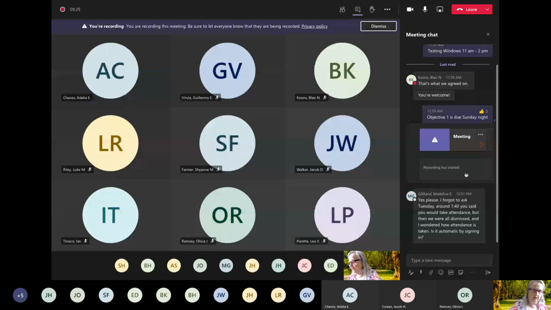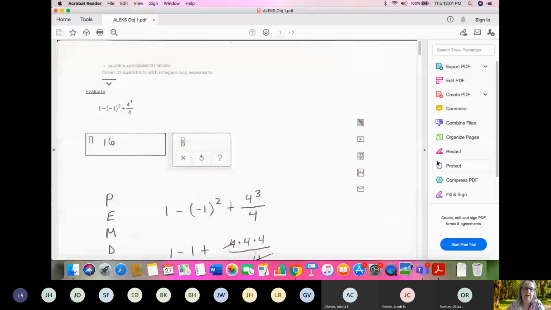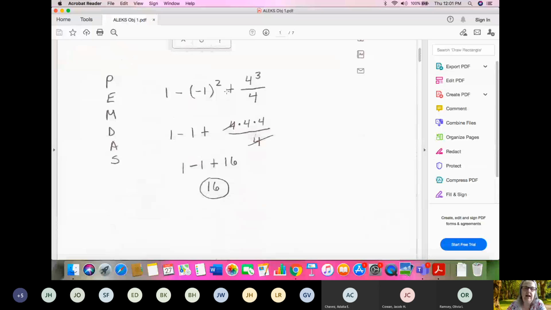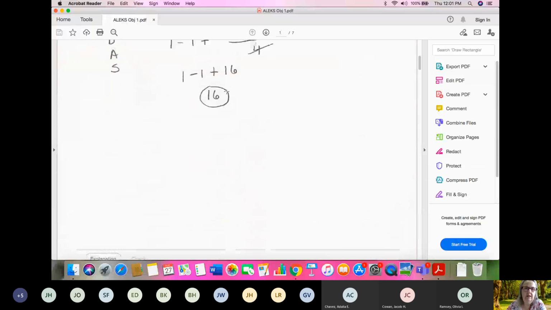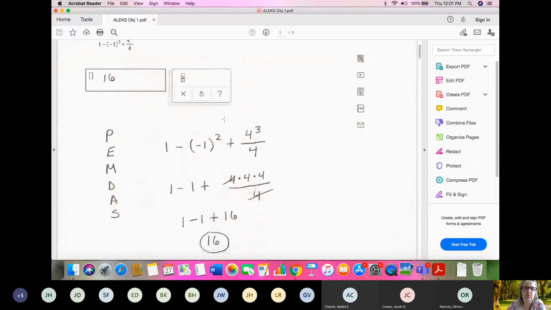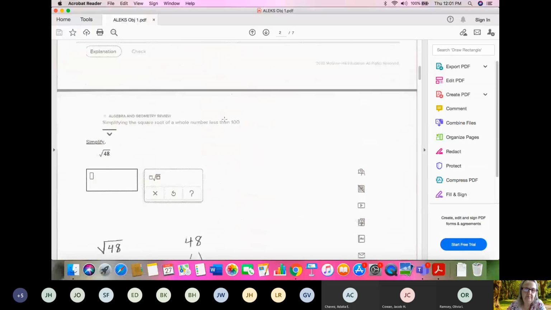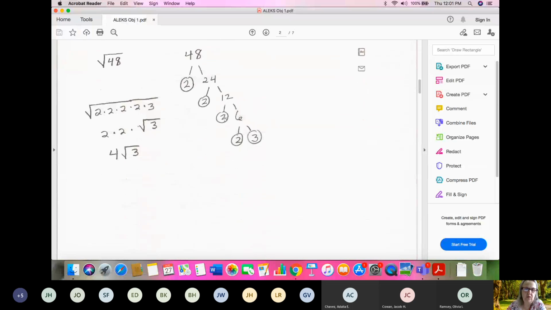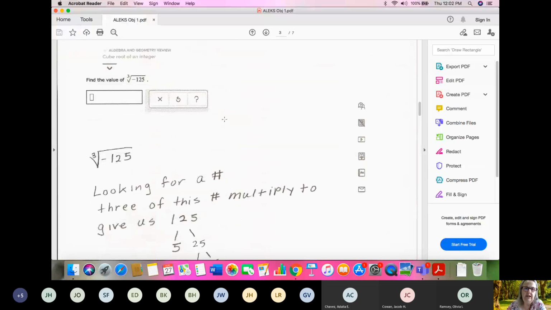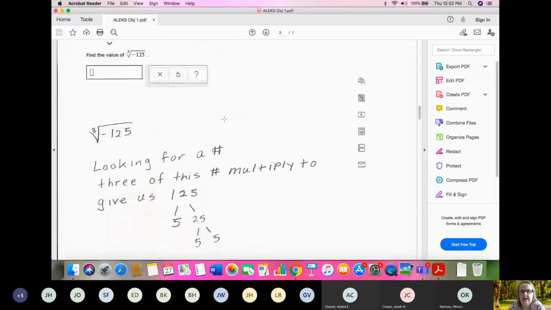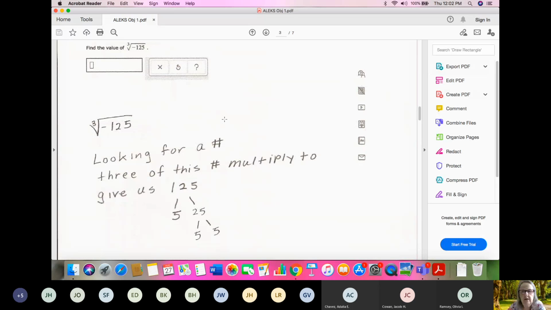So let's take a look. Let me go down and look at our document. We were going over this document last time. This is the document for objective 1. And I believe we looked at the square root of 48. Did we do this one, the cube root of negative 125? We did not. Okay, that's what I have down in my notes is where we need to start. I just wanted to confirm.